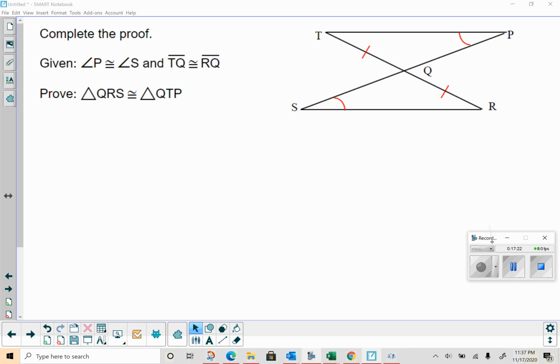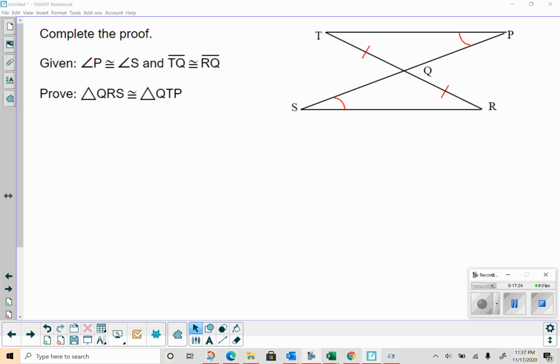All right, so let's take a look at a proof. Absolutely positively vital that you copy the picture. Geometry is very visual. I have mentioned that to you before. What we're going to do here is mark the picture, and that's going to help us distinguish between the four different congruence theorems that we have.